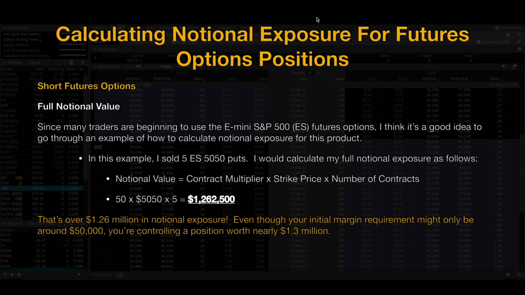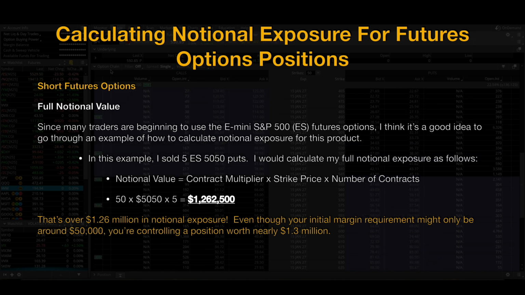Now, let's talk about calculating notional exposure for futures options positions. I want to include this in this video because I think a lot of people don't realize the amount of notional exposure they are taking on when they trade futures options. It's like leverage upon leverage.